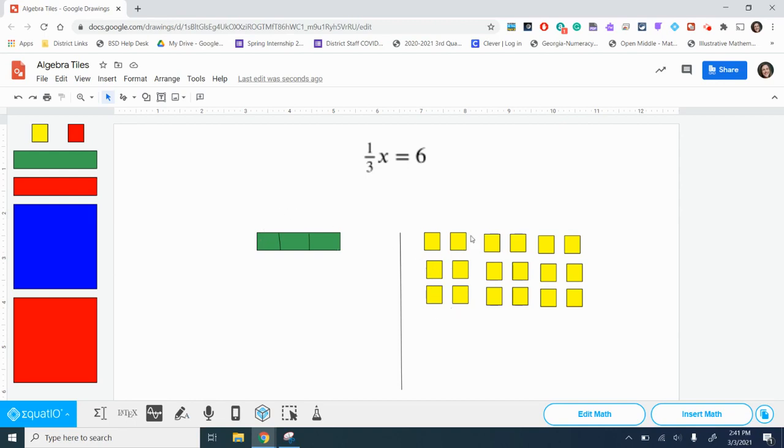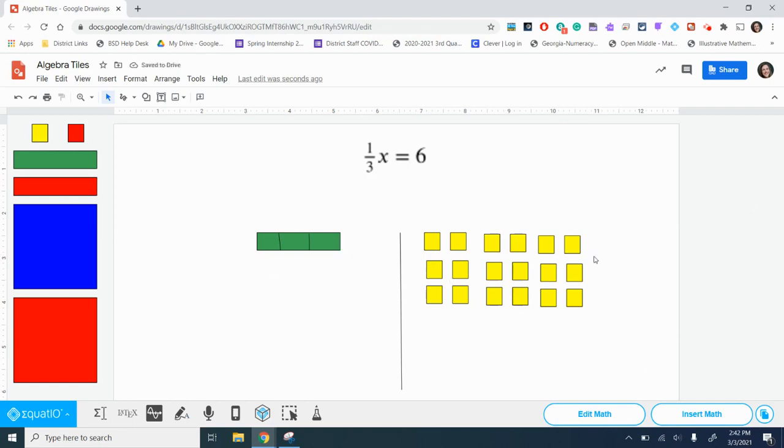Let's look over here at this side. We started with 6 and we ended with 18. We went 6, 12, 18. So what happened with this number 6? Well, it was also tripled, right? So when we triple something, what does that mean? Well, we're multiplying. And what did we multiply by? 1/3 times what gives us 3/3? 1/3 times 3 gives us 3/3.